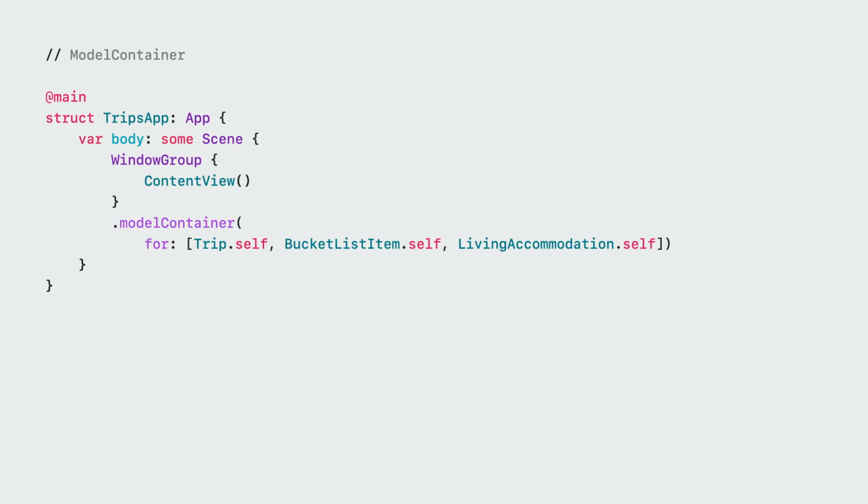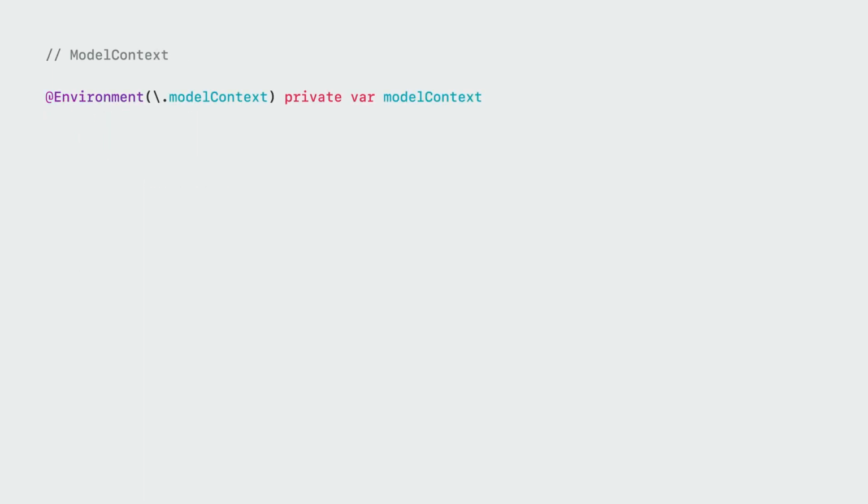Model container is a modifier that ensures that all windows in the group are configured to access the same persistent container. By adding this container here in TripsApp, I'm setting up both my container and the context, as model container also creates and sets a default model context in the environment. Model context is used to track changes to instances of my app's types. It can be read from within any scene or view using this environment property.